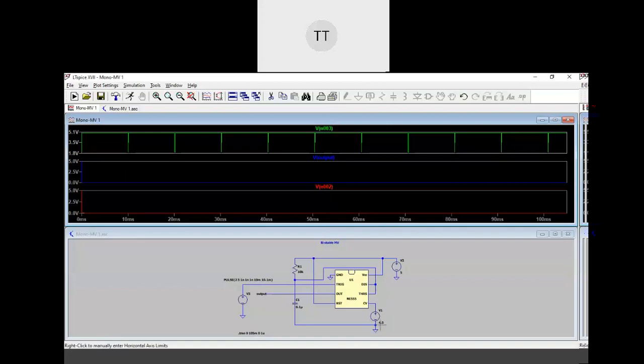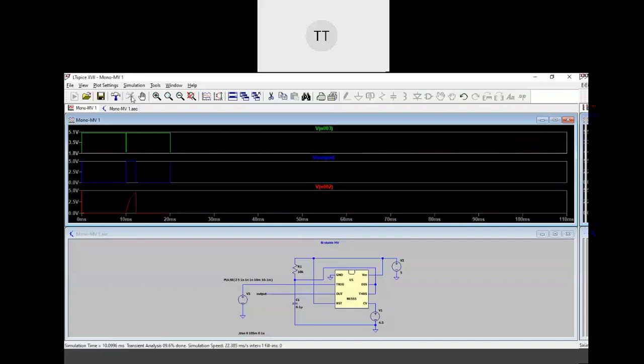Perfect. The trigger goes to 2 volts. VTH is 4.5, so VTL is half of that, which is 2.25. The trigger signal is going till 2 volts, and 2 is lesser than 2.25. So this will become a valid trigger signal for this control voltage, and you will get the proper waveform.